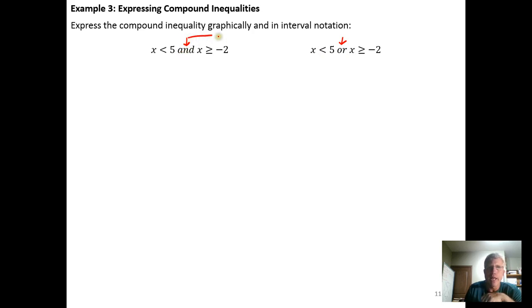If we use the word and, we are saying that both statements must be true simultaneously in order for x to be a solution. So we're defining the requirements for x to be a solution, and when we use the word and as our connector between two inequalities, we're saying this must be true and at the exact same time this must be true.